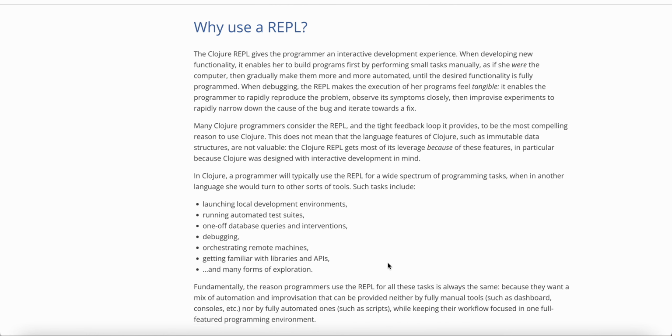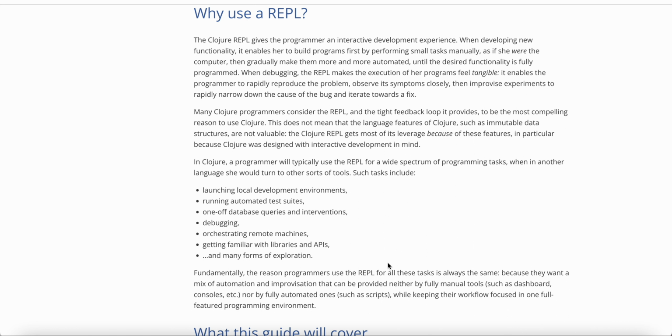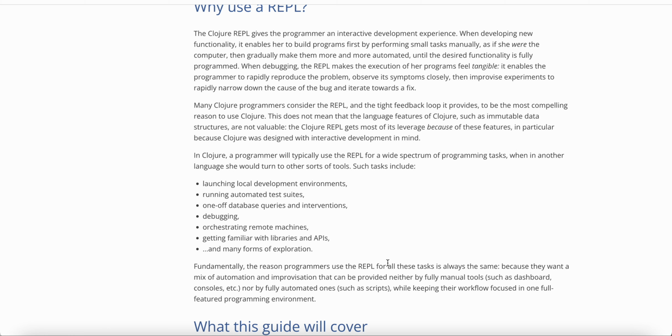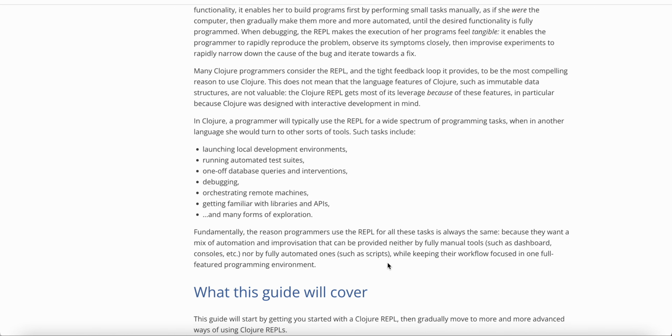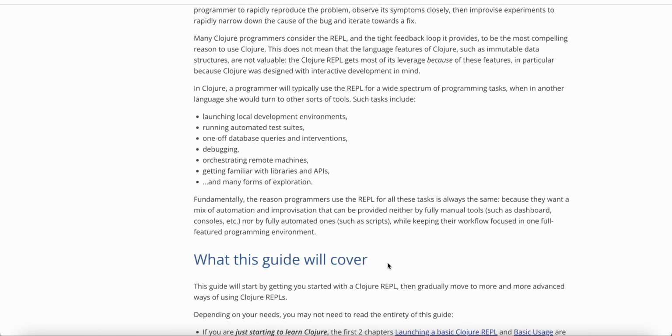Clojure programmers typically use REPL for a wide spectrum of programming tasks, where other languages would turn to other sorts of tools: launching the local development environment, running automated test suites, one-off database queries and interventions, debugging, orchestrating remote machines, getting familiar with libraries and APIs, and many forms of exploration.